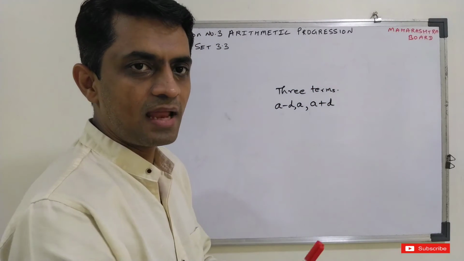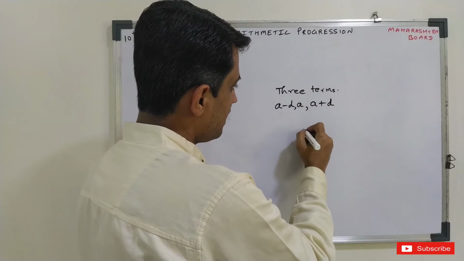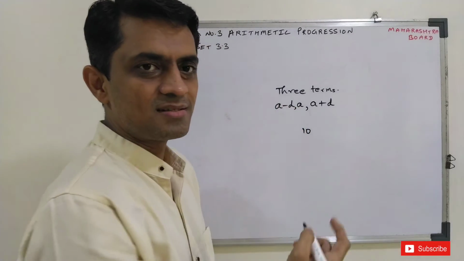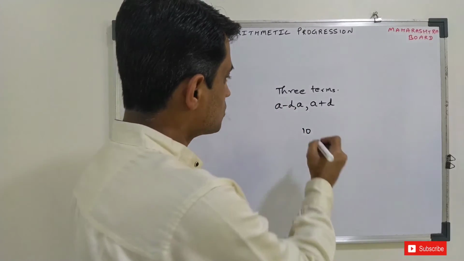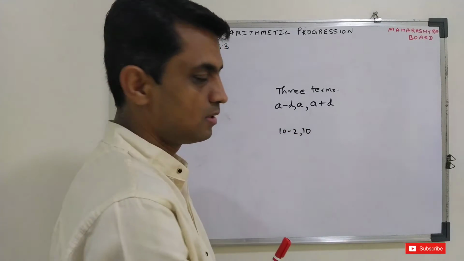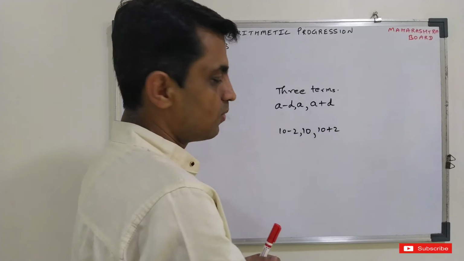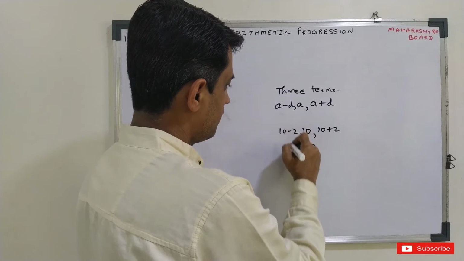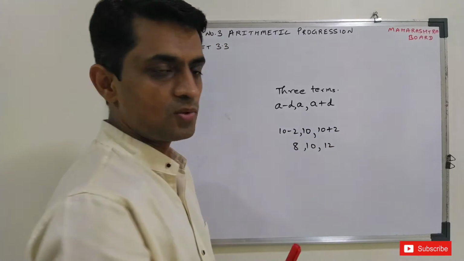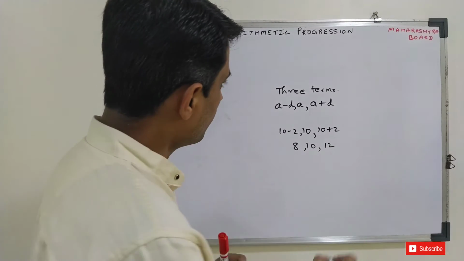Now if you ask, sir, any example? Yes, I will give you one example. Suppose a is 10. The common difference is d, let us assume 2. So the previous number would be 10 minus 2 and the next number would be 10 plus 2. So what will you get as the answer? This will give you 8 and this will give you 12. So the numbers are 8, 10, 12.